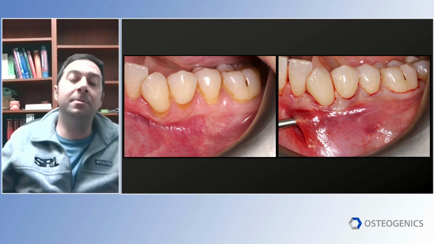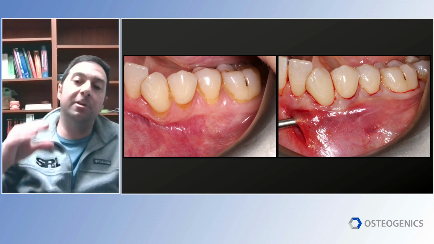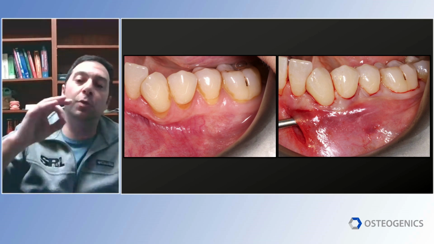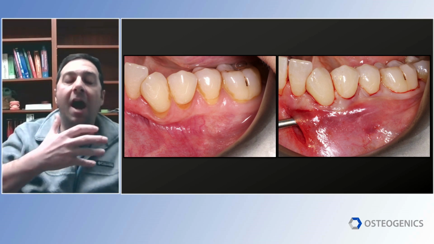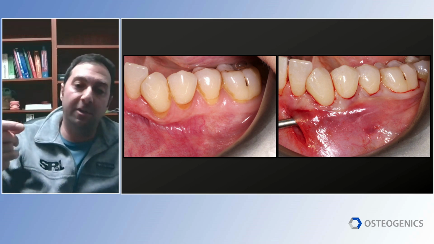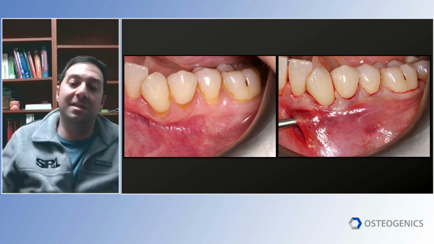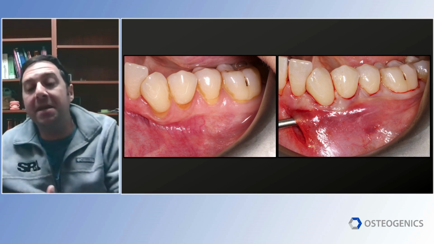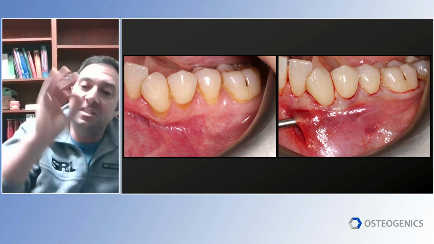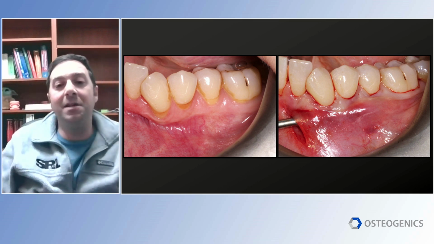Lastly, the time that you spend creating the recipient site using a vestibular access is shortened significantly compared to doing it all through the sulcus. I can prepare an entire quadrant for a soft tissue graft through a vestibular access in about 5 minutes or less. If I was doing the traditional tunnel technique going through the sulcus, it could take me 15, 20 minutes because I'm being very careful not to damage the papilla, not to damage the gingival margin. But through the vestibular access, I can create an entire quadrant tunnel, again, in 5 minutes or less.